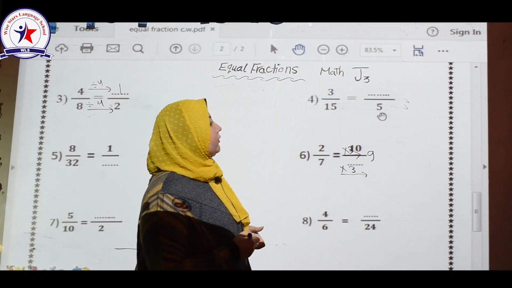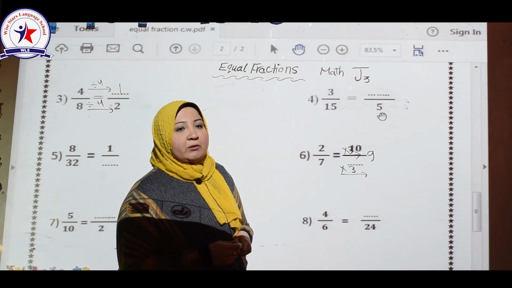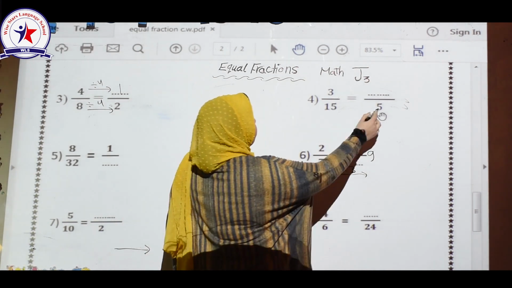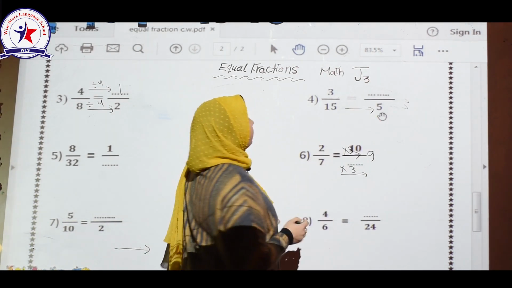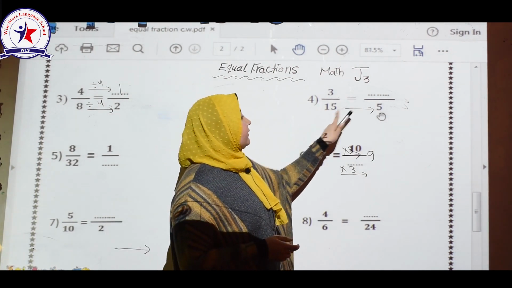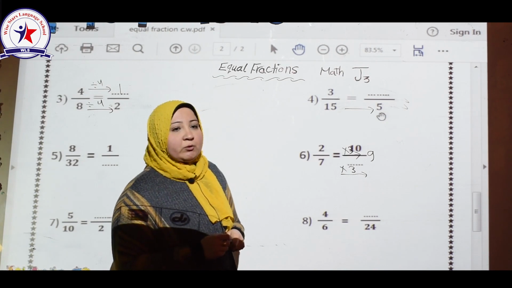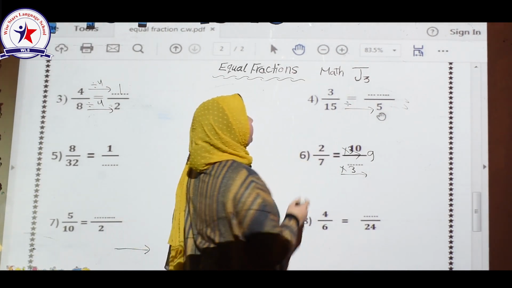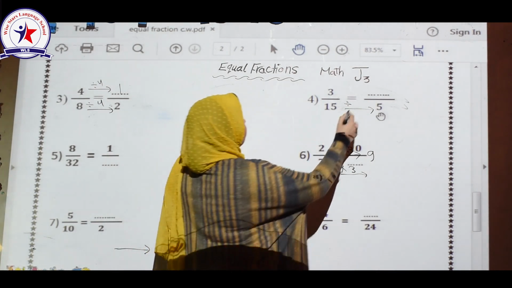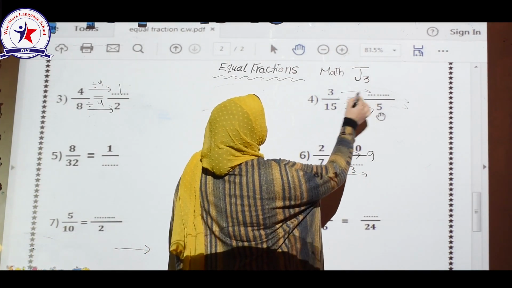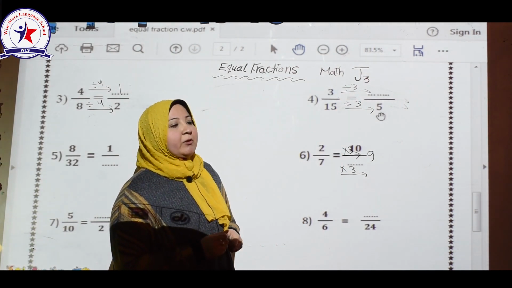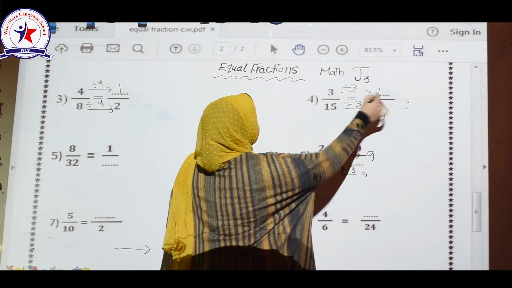Number 4, 3 over 15 equals what number over 5? The first step is what? Draw an arrow between the two numbers opposite, like this, 15 and 5. This arrow goes from what? From the greatest to the smallest. So what do I do? Put divide. 15 divided by what equals 5? 15 divided by 3. So draw the same arrow and put divide 3. 3 divided by 3 again, any number divided by itself equals 1. 3 divided by 3, 1.